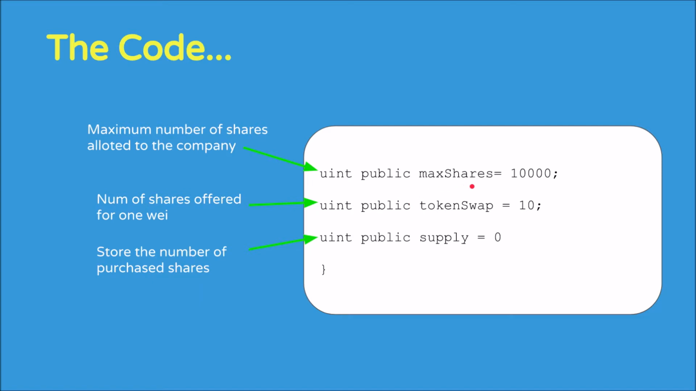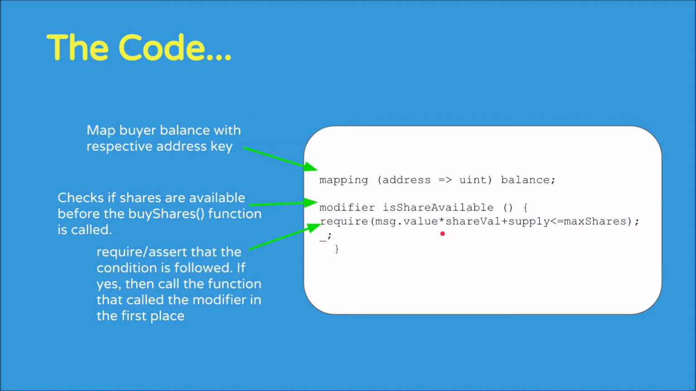Here we initialize the code with the maximum shares, the value of each share, and the supply. The supply will basically hold the number of purchased shares. This is a map function where we map the address of the user to the balance. So we are associating the user with the balance.